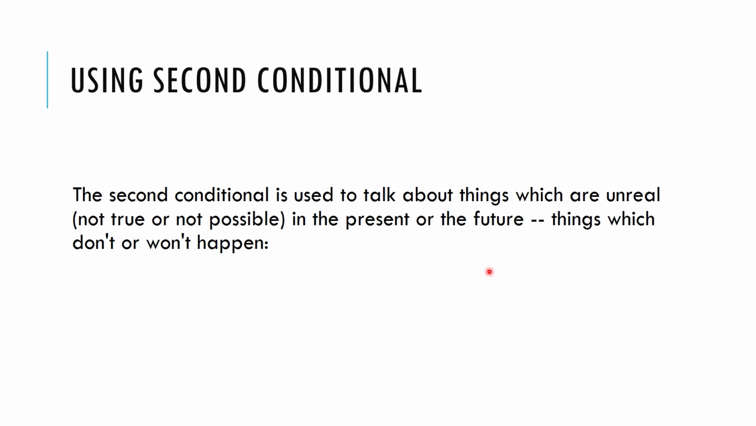Now we have to talk about how to use second conditional. When do we use second conditional? The second conditional is used to talk about things which are unreal. Unreal means what? Not true or not possible. When something is not possible or not true, we use second conditional, in the present or future. If in the present or future something is not possible or not true, we use second conditional. Which things? Things which don't or won't happen.